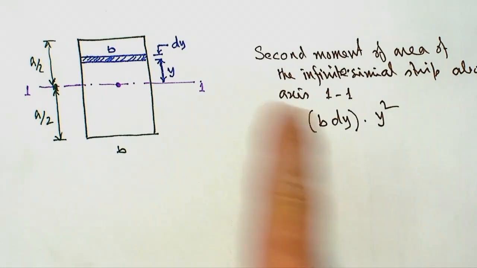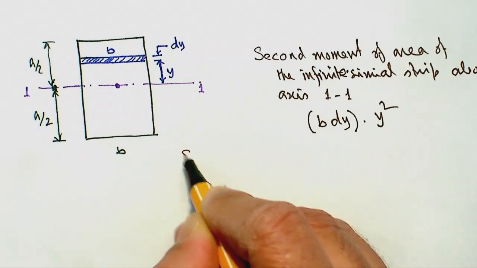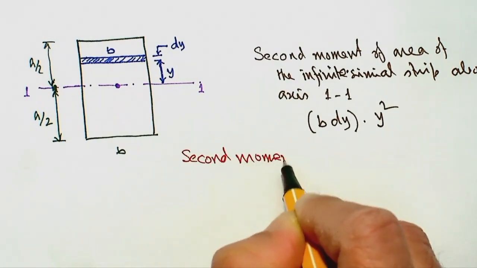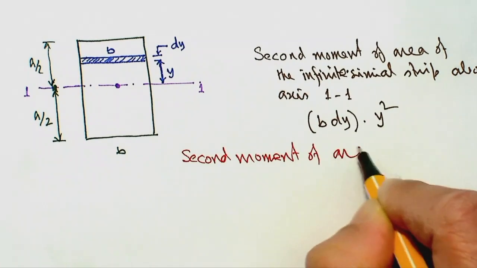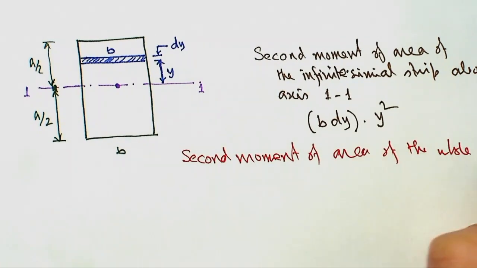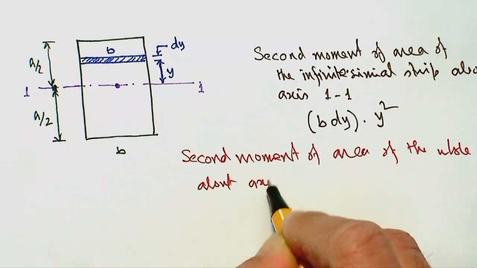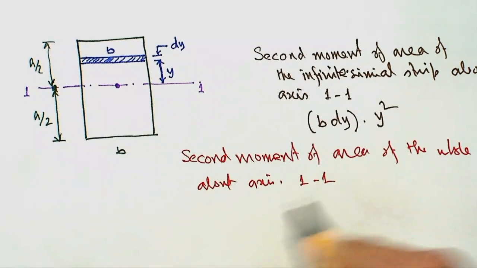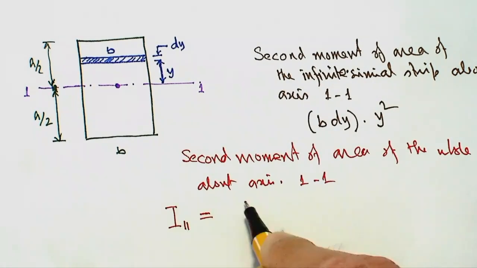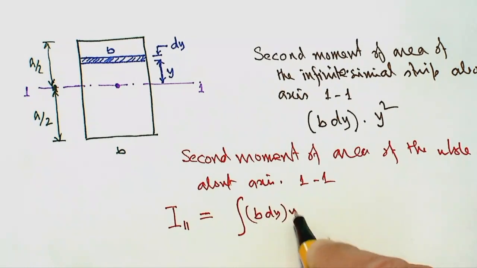So the second moment of area for the whole section would be the integration of that. The second moment of area of the whole section about axis 1, 1, if I call it I as the symbol, is the integration of b times dy times y square.